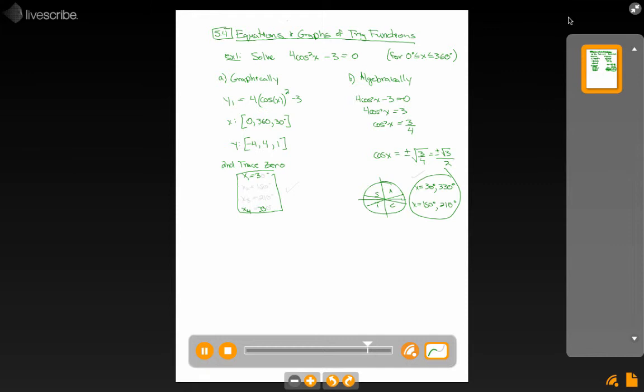These are, by the way, exactly the same answers you would get by doing second trace 0. You'd realize that you have 4 answers, and you'd say, oh, the first one is 30 degrees, the second one is 150 degrees, the next one 210 degrees, and the last one 330 degrees. And you should confirm basically in all cases, graphically and algebraically, you get the same answer for a trig equation as long as you've solved it correctly.